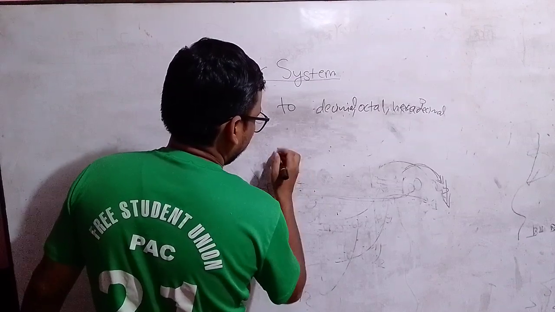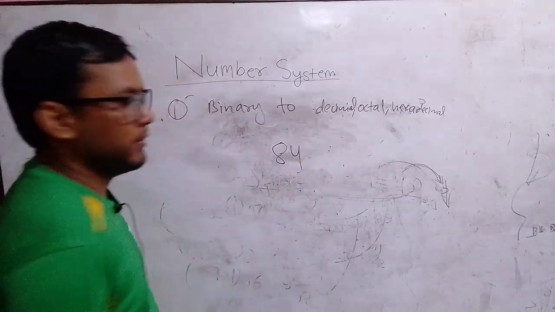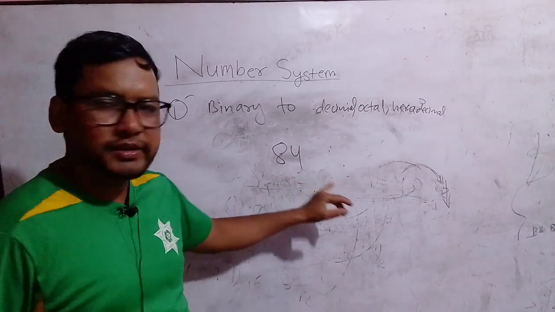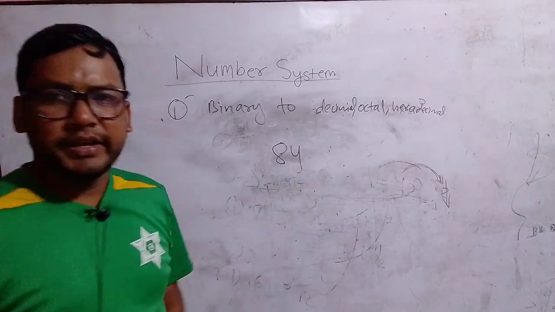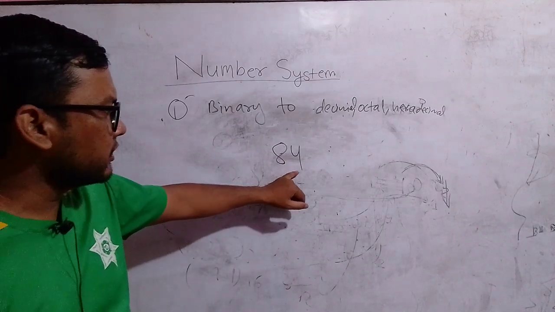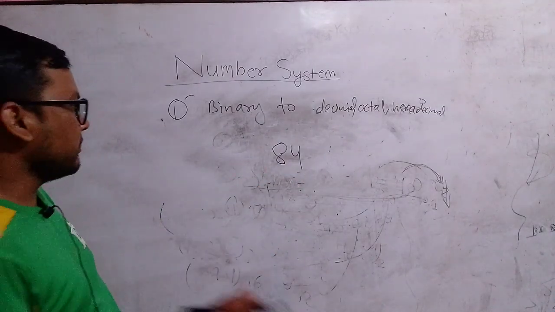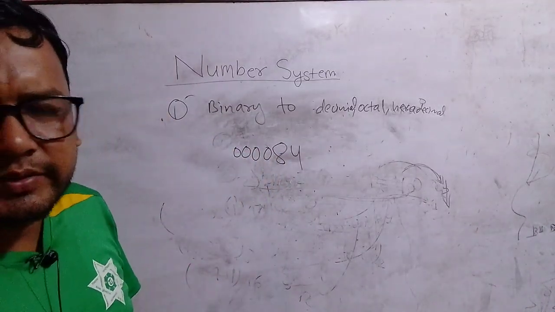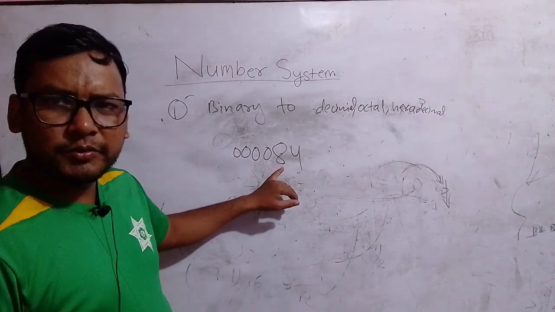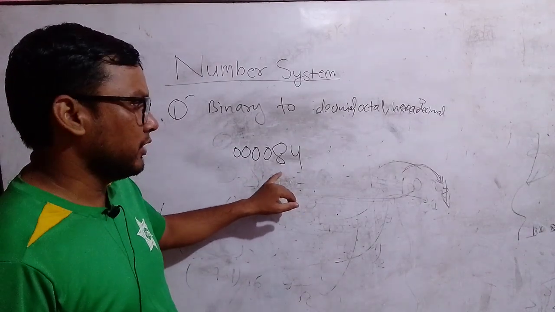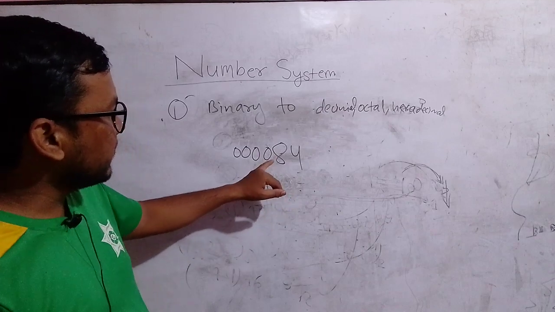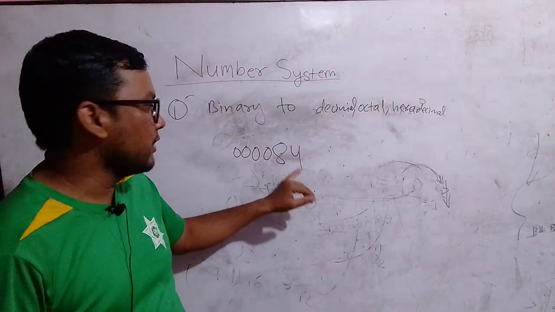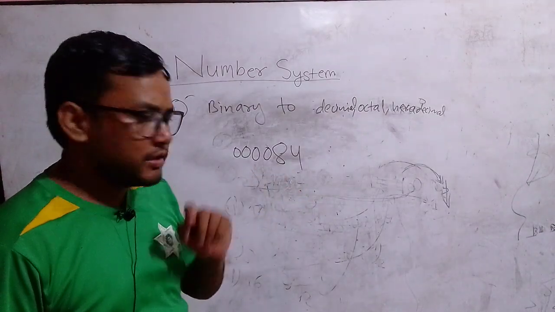Suppose 84 is a number. This is an integer number. An integer number does not contain a fractional part. For this integer number, we can append any number of 0s on the left hand side. Not only for the decimal number system, but for any other number system, for example binary, octal and hexadecimal, we can append any number of 0s on the left hand side. This does not alter the value of 84. We need to understand this.